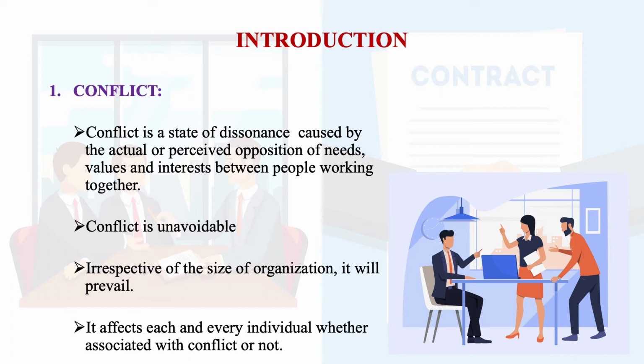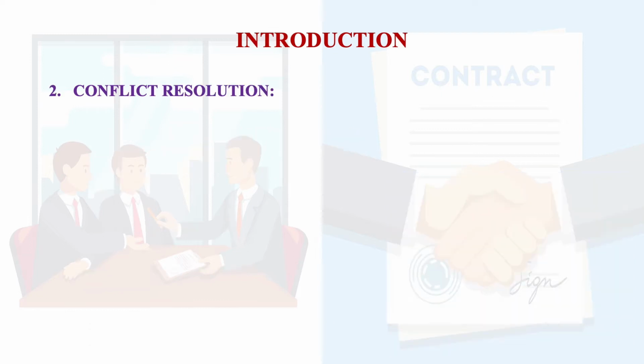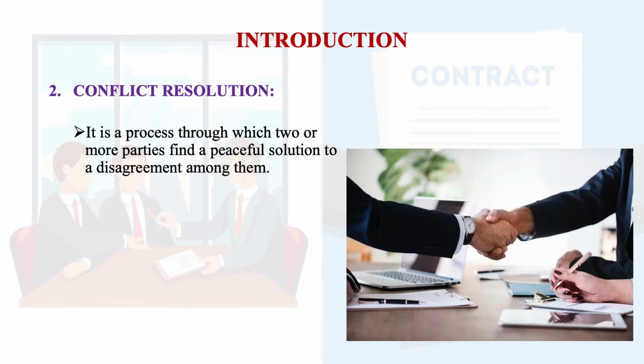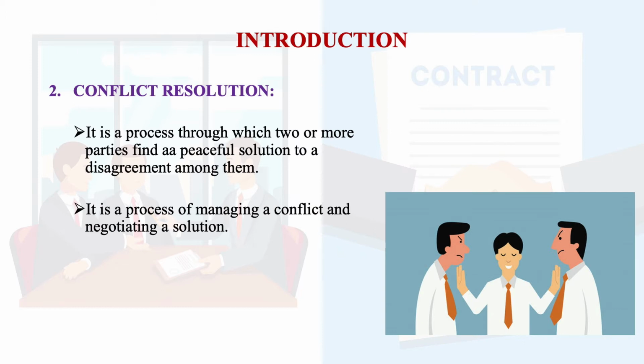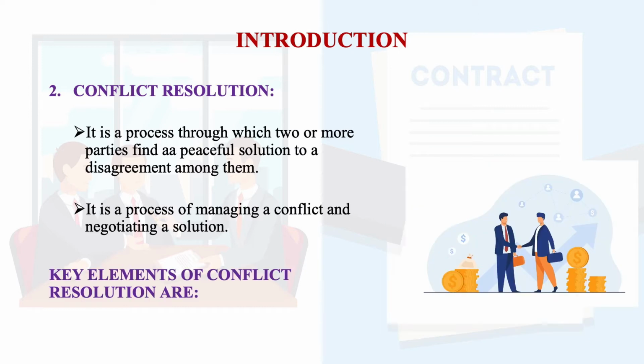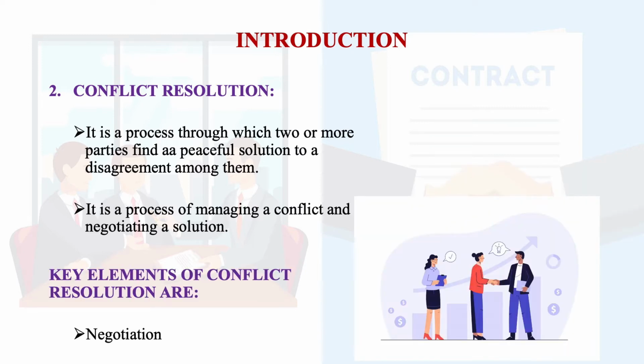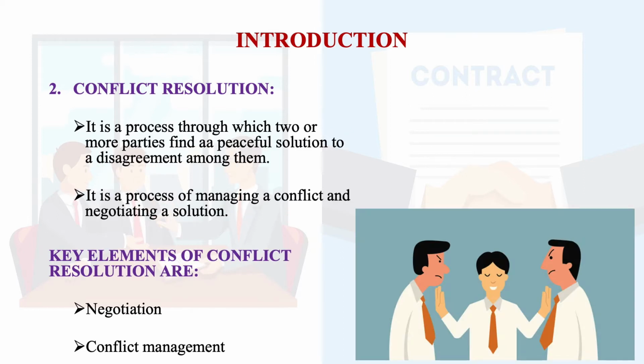Now, conflict has to be resolved as well. So let us talk about conflict resolution. It is a process through which two or more parties find a peaceful solution to a disagreement among them. It is a process of managing a conflict and negotiating a solution. Key elements of conflict resolution include negotiation and conflict management.